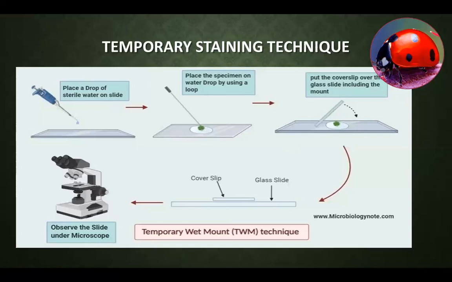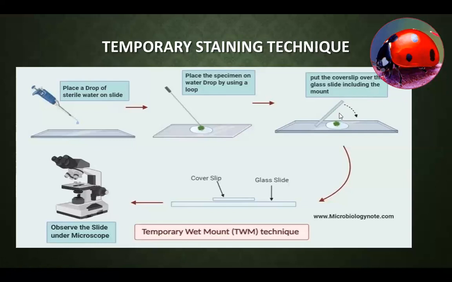A cover slip is a transparent piece of glass. It's a very fine layer of glass, and the purpose of the cover slip is to keep your specimen covered and protected. Also, we don't want the specimen to drop off from the slide. So that is why we place a cover slip, just to protect it. So how are we going to place the cover slip?